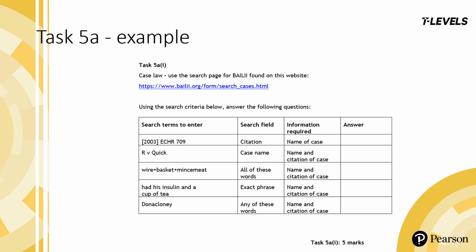Task 5 requires a different skill set to the previous tasks. Candidates will be presented with a grid. They will need to conduct research and select specific information to demonstrate that they can conduct research appropriately in a legal context. As you can see here, the information required ranges from name of case to citation of case, and they must provide accurate information in order to receive the marks.